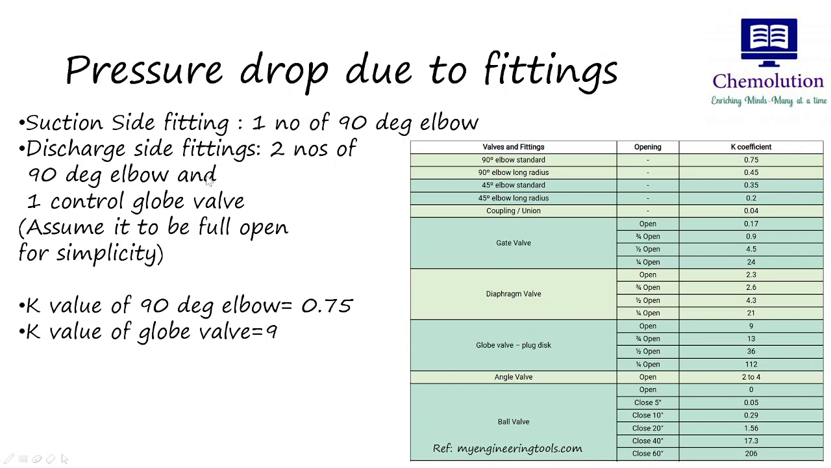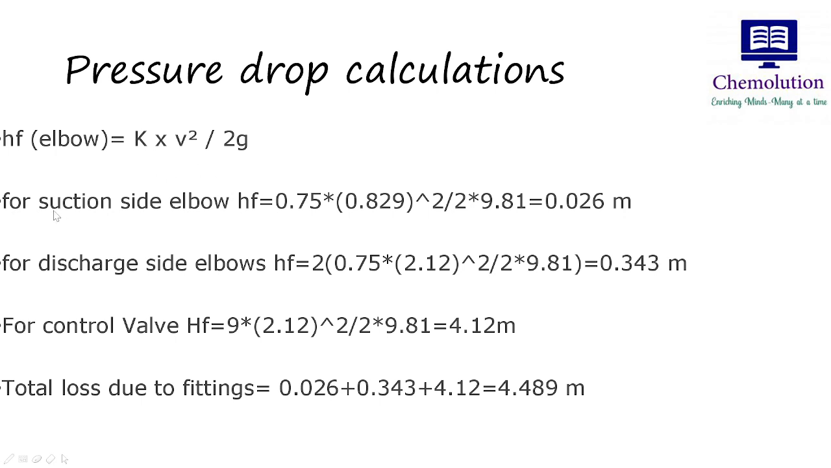as you can see here. Okay, so the calculation for suction side elbow K 0.75, velocity on the suction side. This you will have to take care that you take proper velocity. This is the elbow on suction side, so this is the velocity for suction side squared divided by 2 into acceleration due to gravity. This is head loss due to suction side elbow.